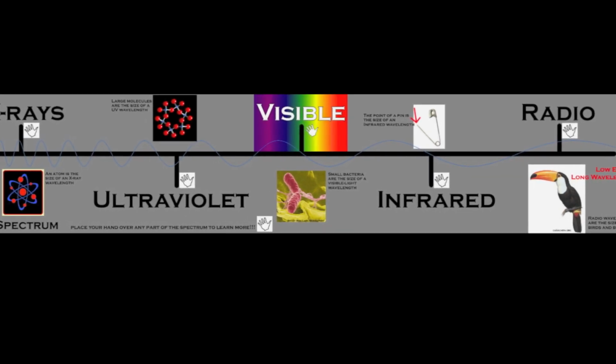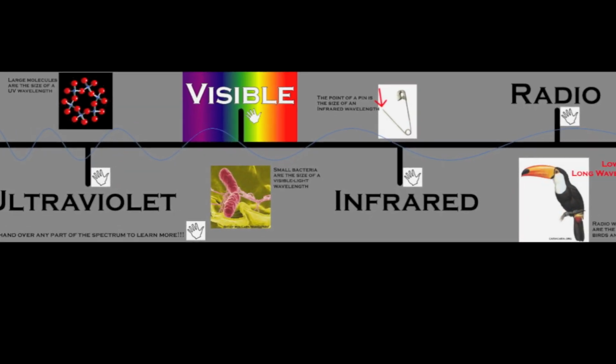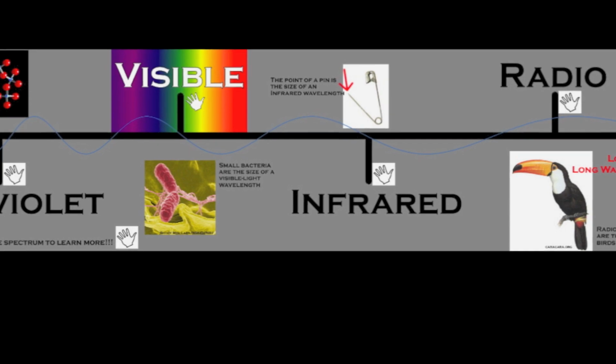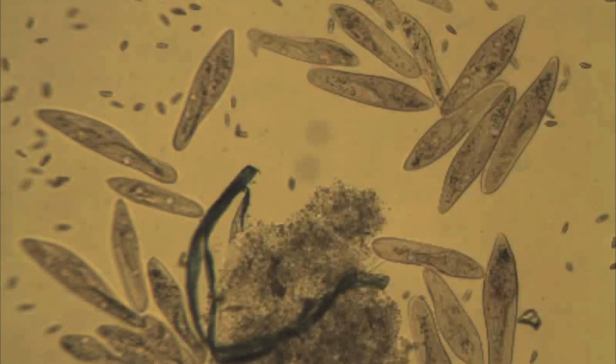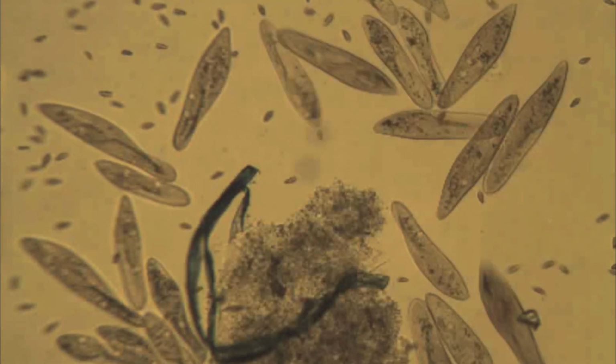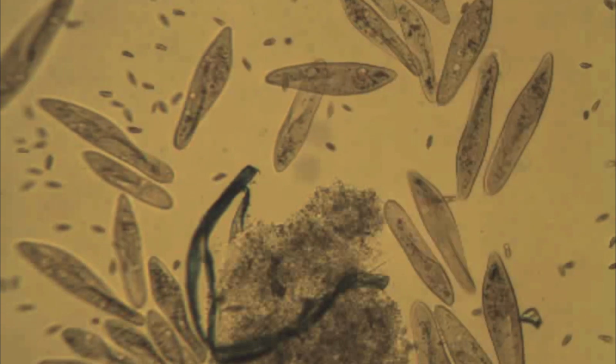The infrared that was used in this experiment lies between visible light and radio waves in the electromagnetic spectrum. We decided to test if infrared radiation affected the growth and mortality of paramecium.